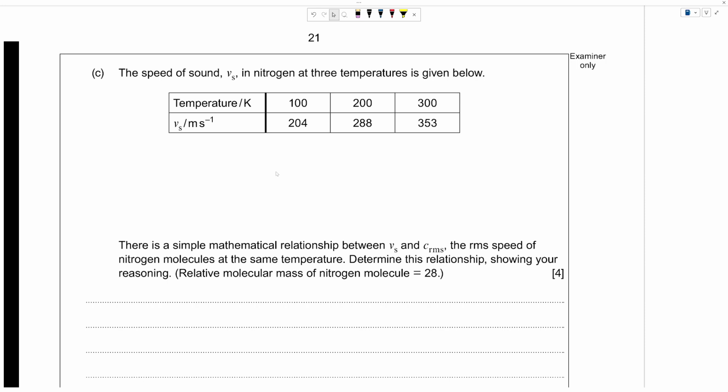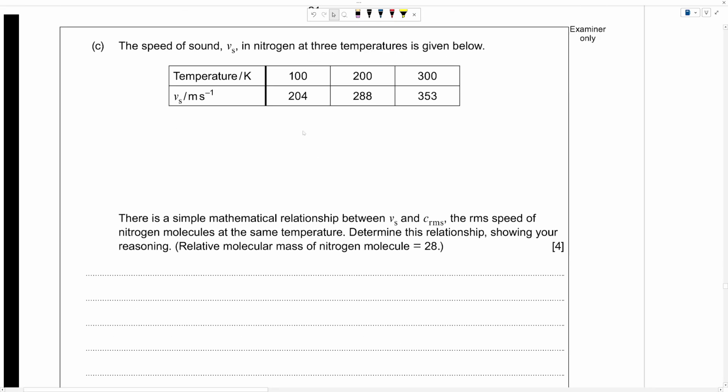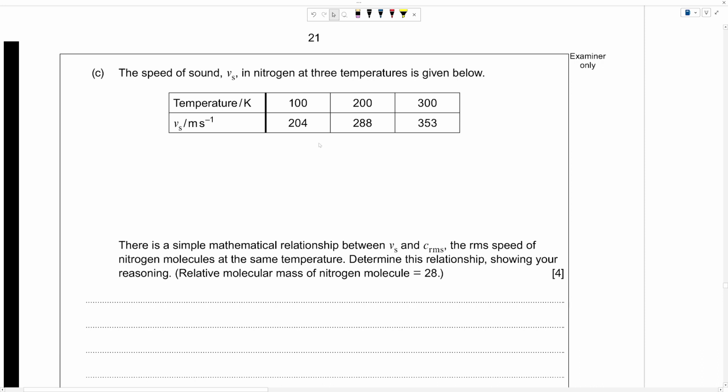Okay, speed of sound in nitrogen at 3 temperatures is given below. There is a simple mathematical relationship between Vs and CRMS. Determine this relationship showing your reasoning. Okay. So 4 marks for this, which is quite a lot. We have 3 temperatures, 100, 200, 300. We've got 3 speeds for sound.